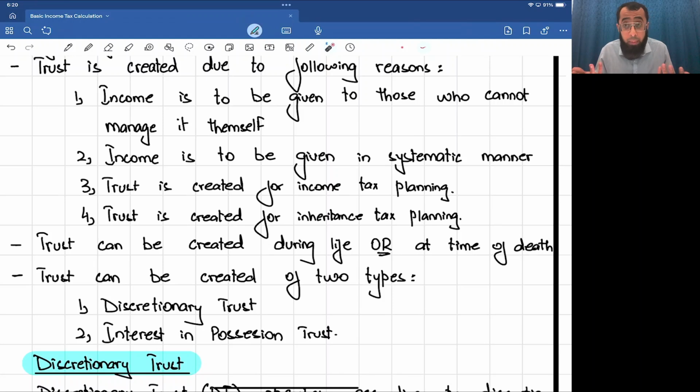You yourself become the trustee, and now you extract the income in the name of multiple family members. So in this way, you can use their personal allowances, tax bands, and everything. Now, a student will ask a question.